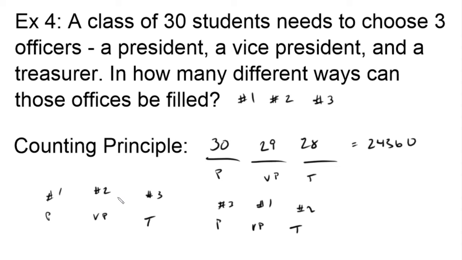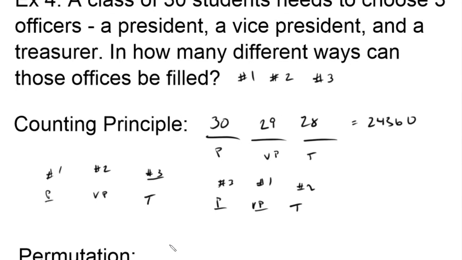The answer is absolutely. Person number 1 went from being the president to being the vice president. And person 3 went from being the treasurer to the president. Even though it's the same people, it is absolutely a different cabinet, which means that this is a permutation. And if it's a permutation, then n is going to be the total number, which is 30, and r is going to be the number we're selecting, which is 3.